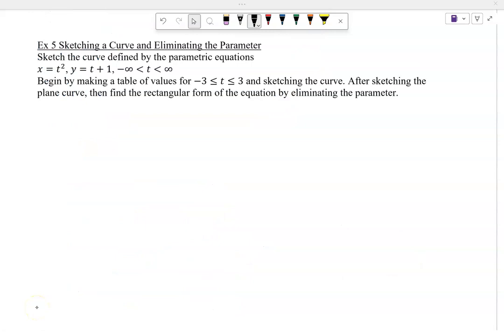Notice I got another set of parametric equations. x equals t squared, y equals t plus 1, but t is just all real numbers. And so what we're going to do is go ahead and pick some table of values. Let's just do it between -3 and 3, just to sketch the curve. So we'll get a feel for this.